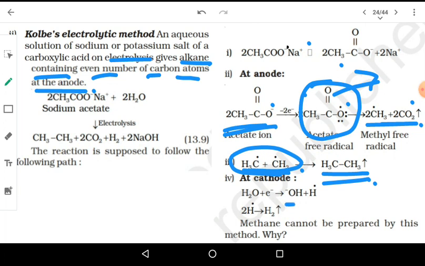At the anode we can see two reactions. One is OH minus formation. Some of the OH minus will react with the Na plus in the solution to form NaOH as well. Now we cannot prepare methane from Kolbe's electrolysis because we do not have any carboxylic acid having less than one carbon, right? We need compounds having less than one carbon to prepare methane, and that is not possible. Hence we cannot prepare methane, but we can prepare from ethane onwards, and usually we prepare even numbers.